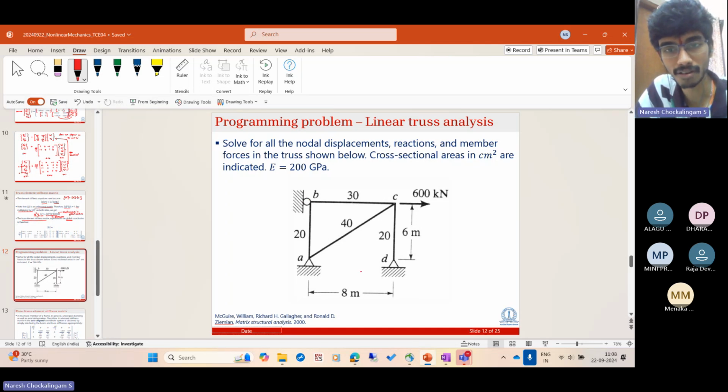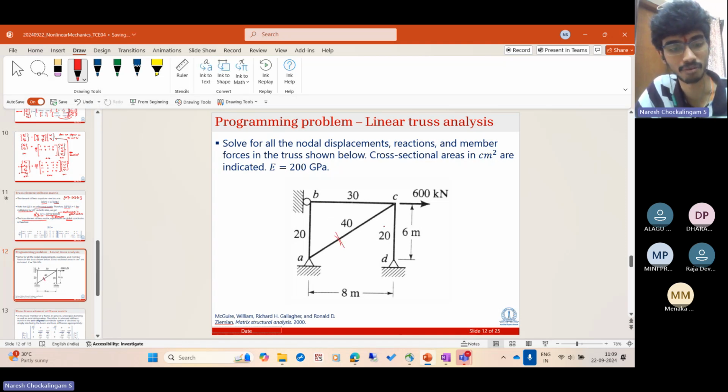Then solve, get all the member forces in terms of the unknown, then use Castigliano's theorem. So the differentiation of strain energy with respect to the unknown force should be equal to 0. Get the unknown force, and then you can solve for it. Once you get the unknown force, you can get all the displacements. So this is quite hard. It's quite hard to do it manually.